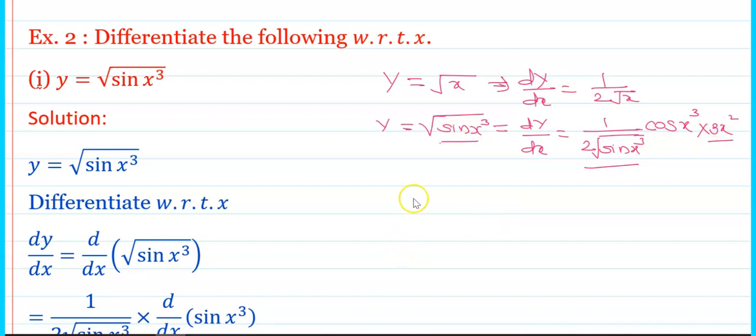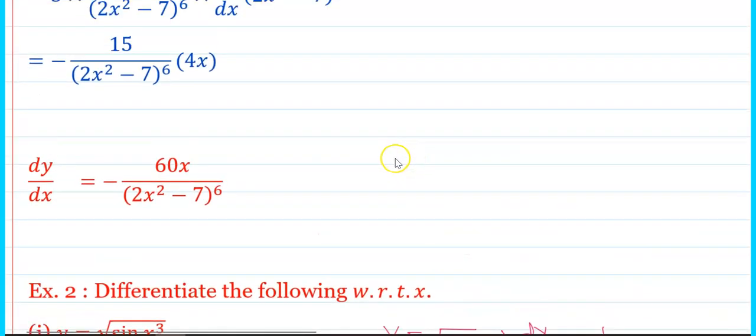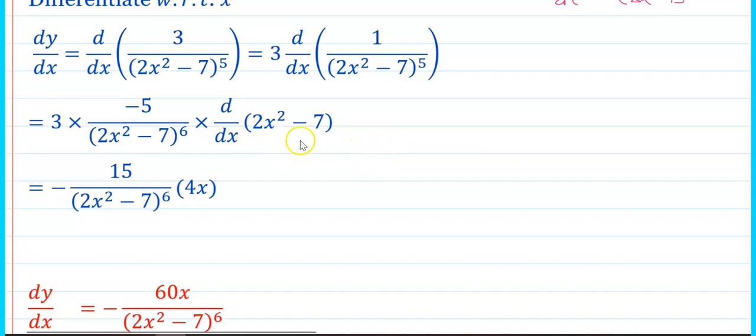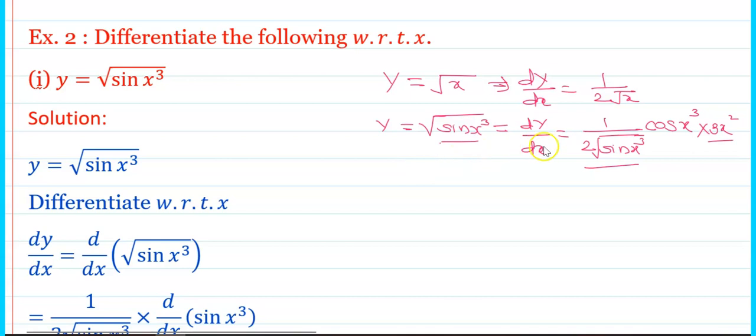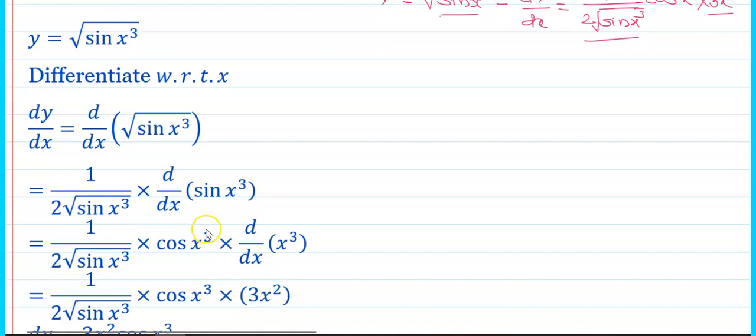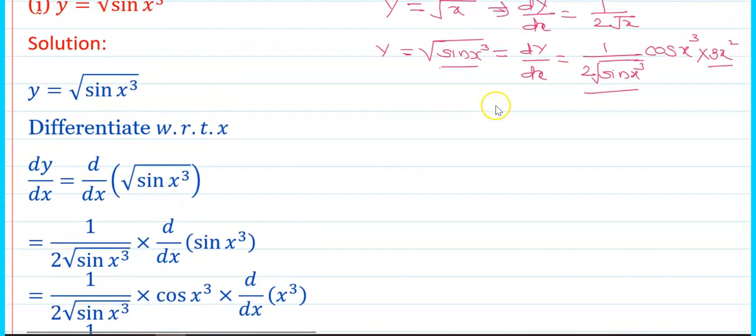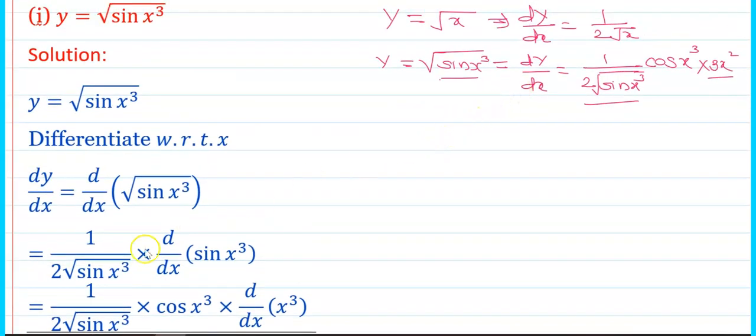In the previous examples, our answer ended at the second step. Further, we take its derivative, and next we take the third one. Similarly here, y is equal to sine of root of sine of x cube. Differentiate this with respect to x. 1 upon 2 times, see, the formula is the same. 1 upon 2 times root of f of x means root of sine of x cube into d/dx of sine of x cube.